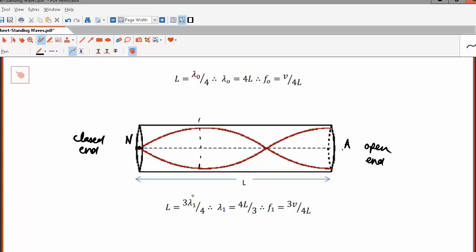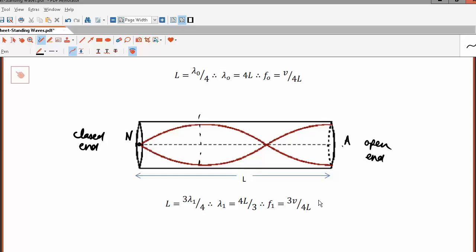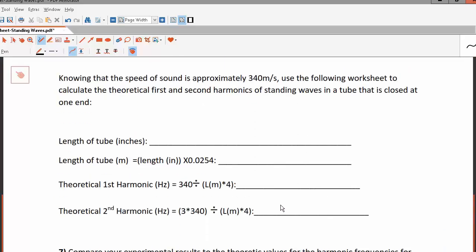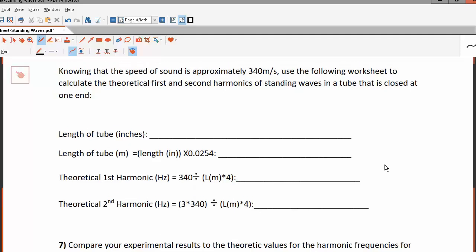Therefore, this length represents 3/4 of the wavelength of the sound in the tube when it is resonating with the second harmonic. So therefore, the wavelength of the second harmonic is 4L/3. I simply rearrange this formula. And therefore, the frequency, which is equal to the velocity divided by the wavelength, is going to equal 3 times V/4L. So having looked at how that was calculated, we can put the numbers in.